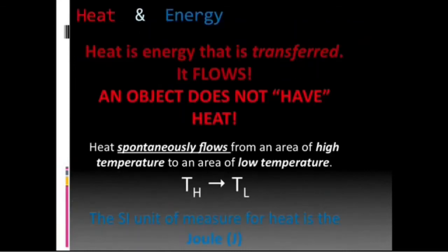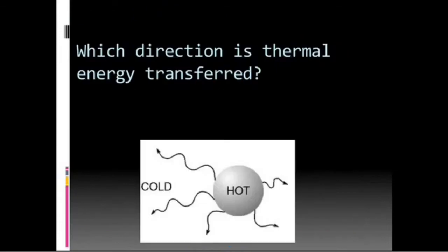So heat is an energy that is transferred and it flows. An object cannot have heat. It's a flowing phenomenon, and it goes from high temperatures to low temperatures. The unit of measure for heat is the joule because heat is a type of energy. And that's how we measure energy.